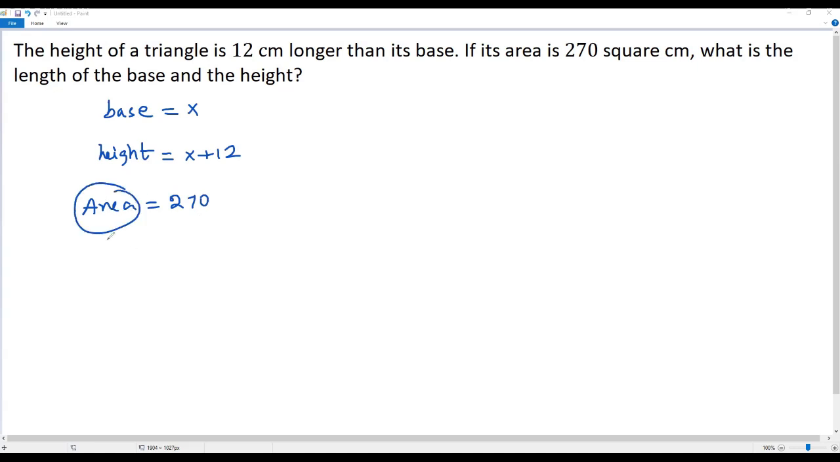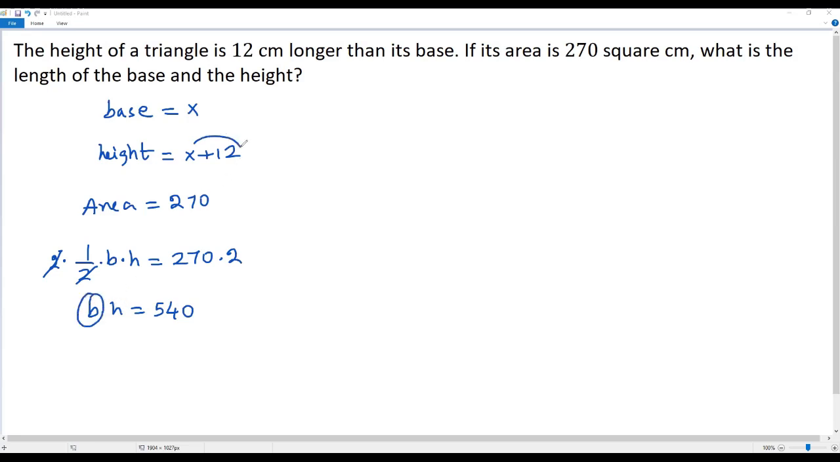Okay, what's the general formula for area of a triangle? That is half times base times height equals 270. Now to get rid of the denominator over here, we can multiply both sides by 2. So this 2 will cancel out. So I get base times height equals 2 times 270, which is 540. Now I can plug in x for the base and x + 12 for height. Then I'll be getting x times (x + 12) equals 540.